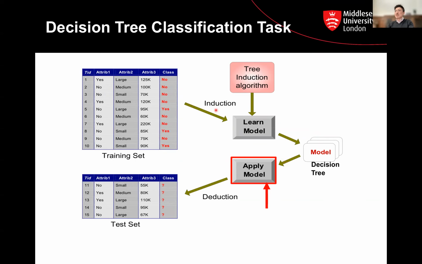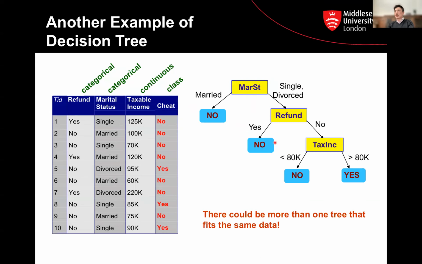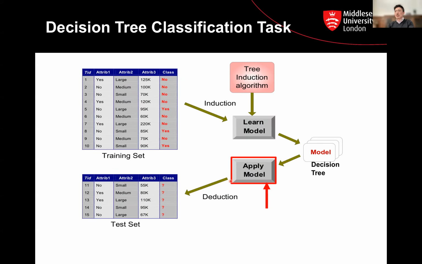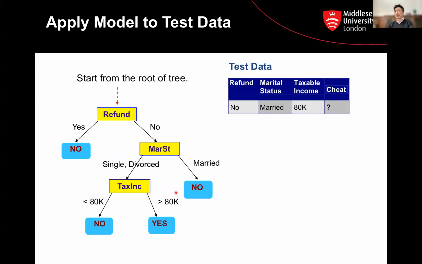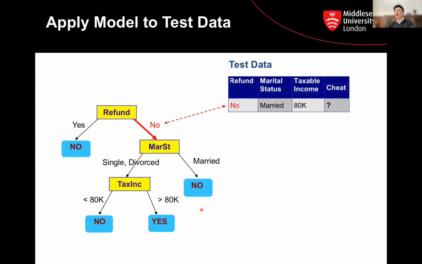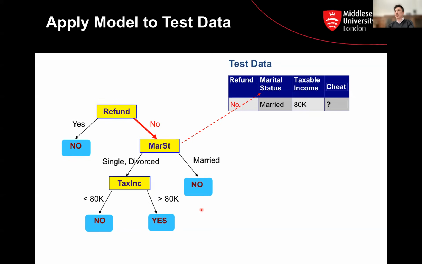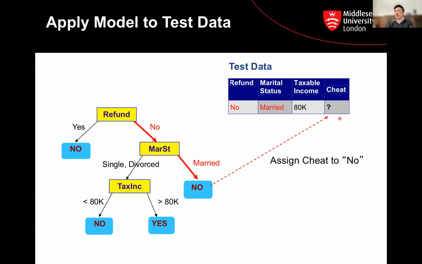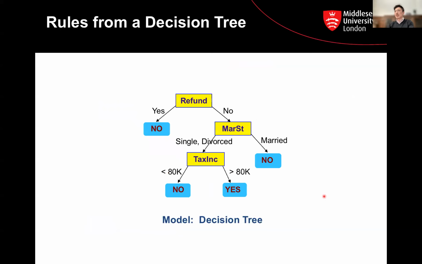Okay, and so once you train the model, once you build something like this, you can apply the model when you don't know the class, when you want to predict whether it's cheated, yes or no. And so you have this data. Okay, it says refund is no. So if you go down the tree, it will go down here, and it's married. Okay, and then once you come to married, you know the answer should be no. So you can know the final answer should be no.